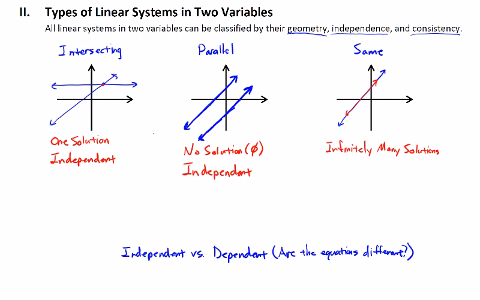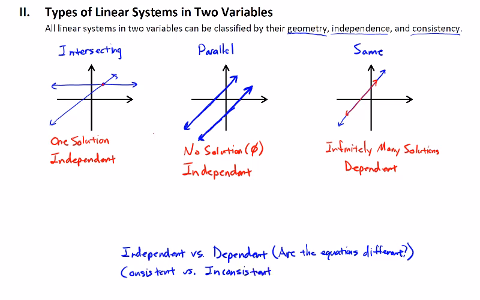And then finally, the same lines case. Well, if you have two of the same line, then it doesn't matter how you write it, you have the same equation. So that means that this is a dependent system. So that's what we call classification of independence. Then we have classification by consistency. So for consistency, your system is either consistent or it is inconsistent. Those are the only two options we have there.